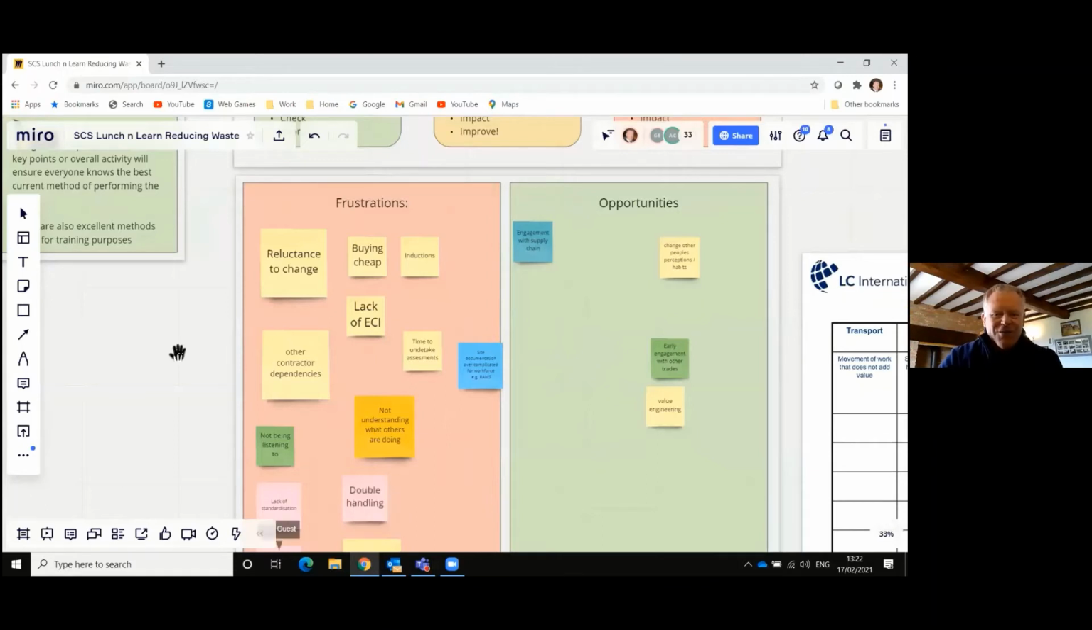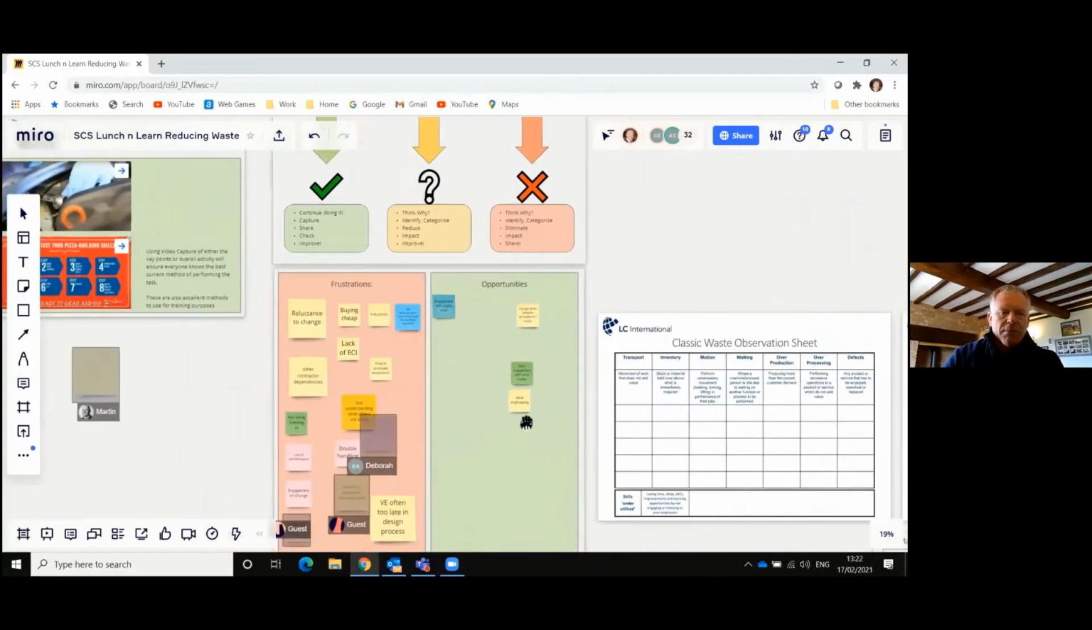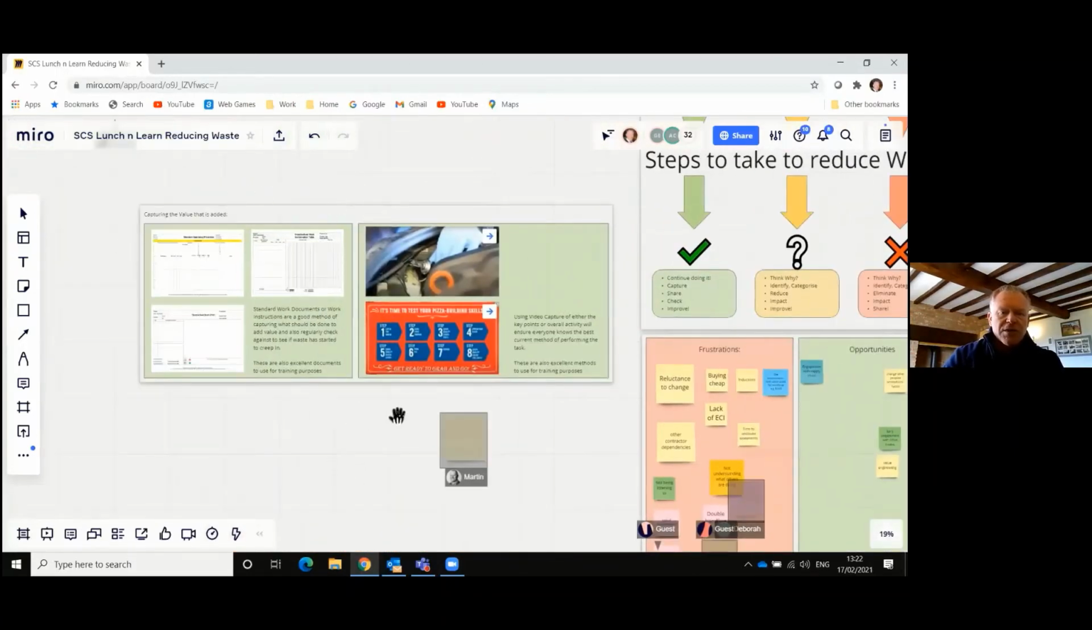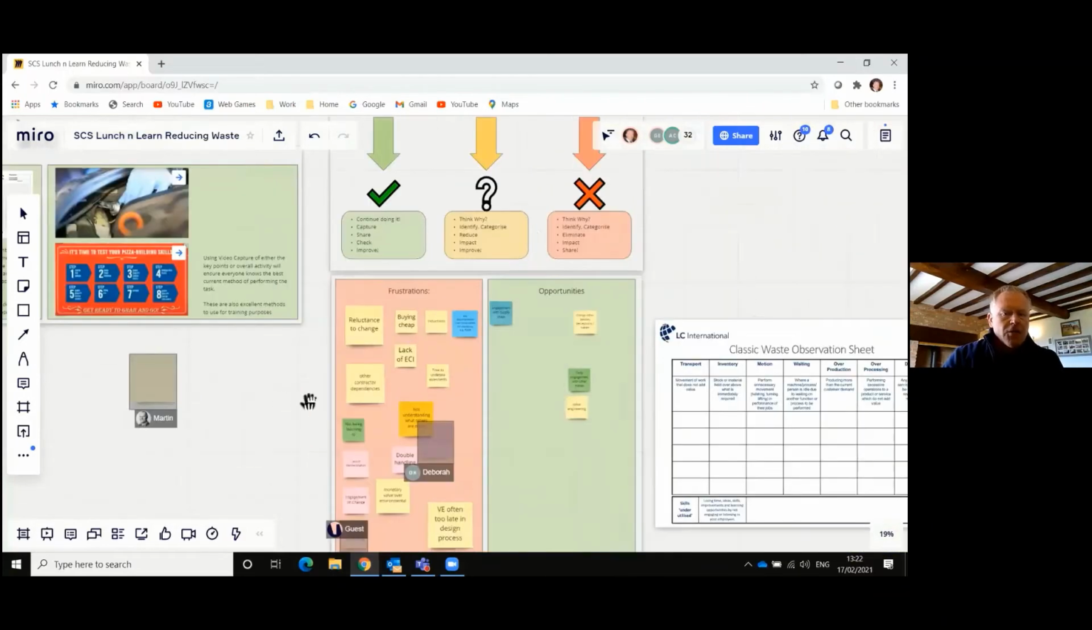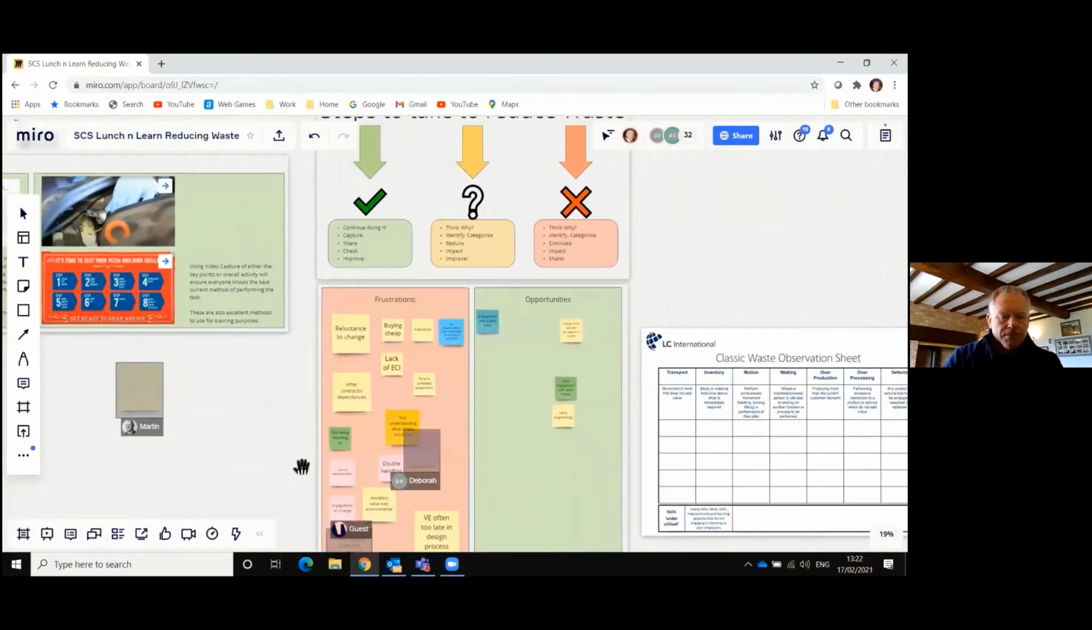Inductions, I agree. Within construction, we do have a high turnover of contractors and staff. So we've got to think about, how can we induct people in an efficient way into the process? And how do we keep them up to speed with what we're working on site? And this is where having potentially good digital standards and methods that we can share with people can actually speed up that induction process.